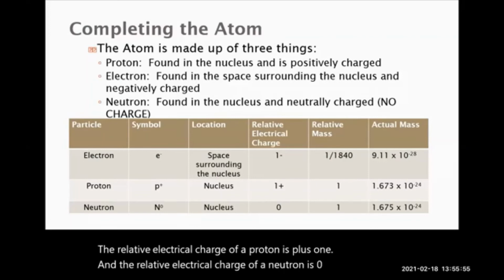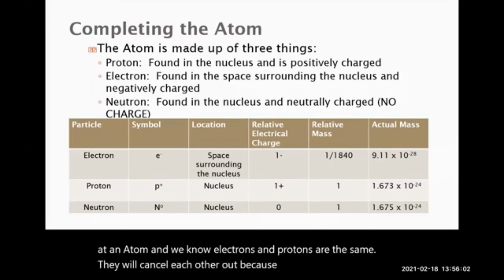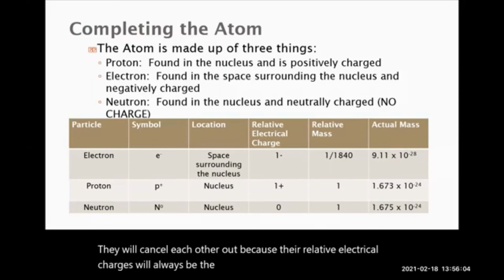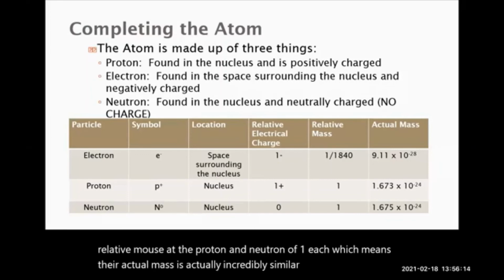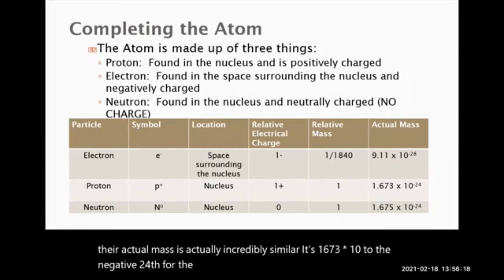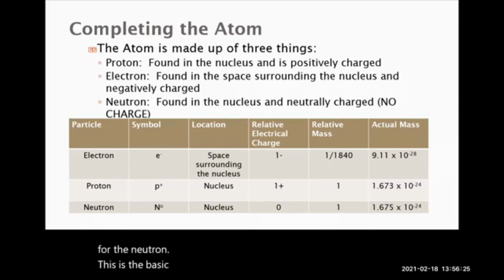So if we're looking at an atom and we know electrons and protons are the same, they will cancel each other out because the relative electrical charges will always be the same in both negative and positive. The relative mass of the proton and neutron is 1 each, which means their actual mass is actually incredibly similar. It's 1.673 times 10 to the negative 24th for the proton and 1.675 times 10 to the negative 25th for the neutron. This is the basic stuff that we will start building chemistry on.